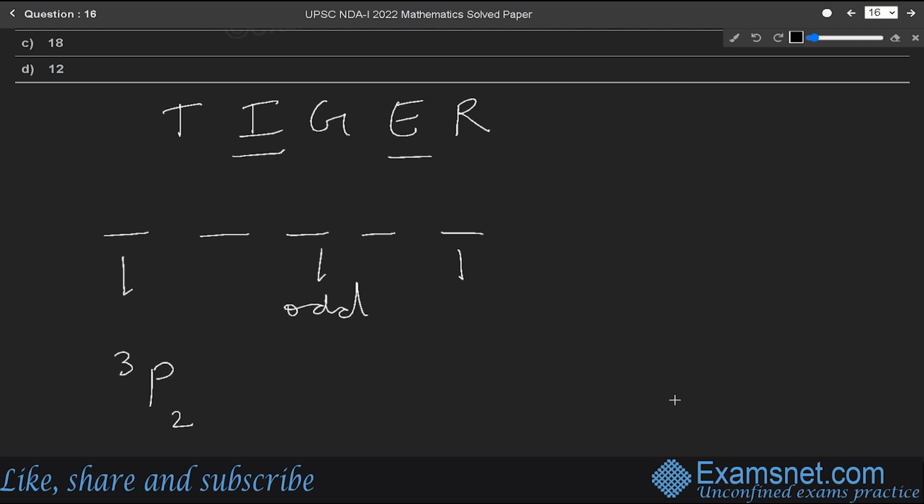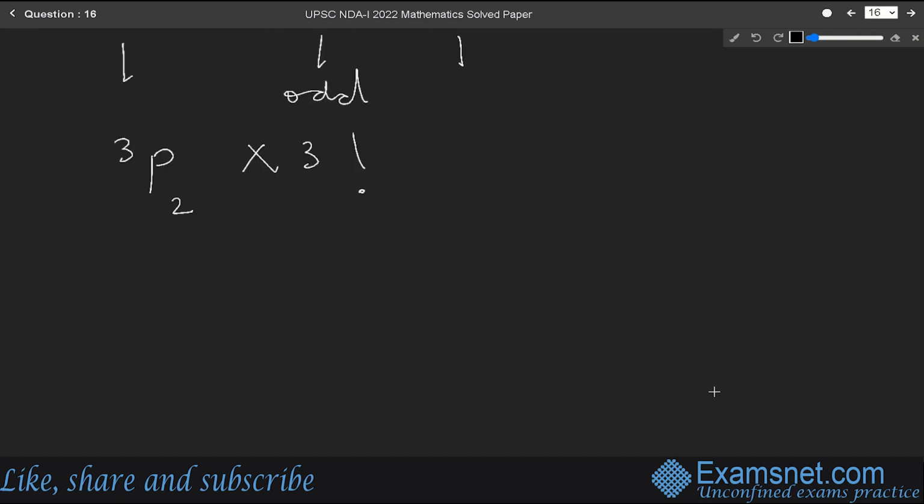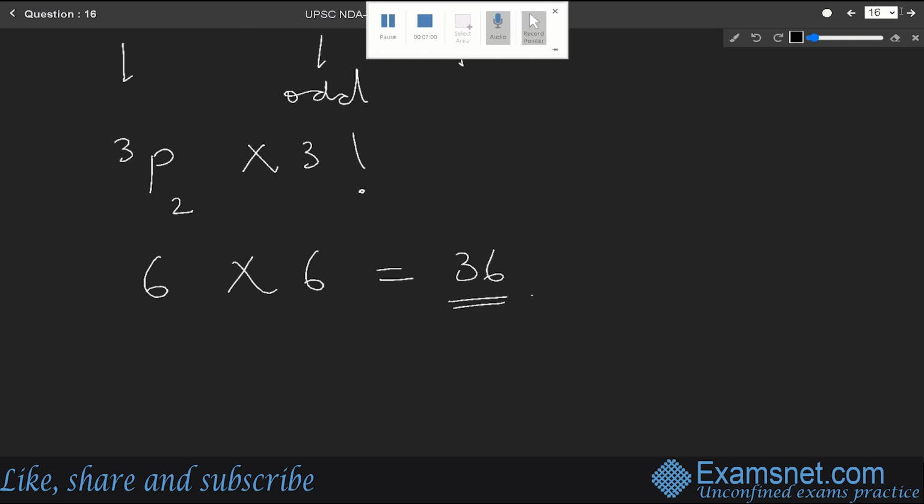Now, out of 5, we have fixed 2 positions. So, the remaining positions are 3. These 3 positions are for consonants. So, the number of ways of filling the consonants is 3 factorial. Now, let us solve this further. 3P2 is equal to 6 and 3 factorial is also equal to 6. So, the possible permutations are 36.